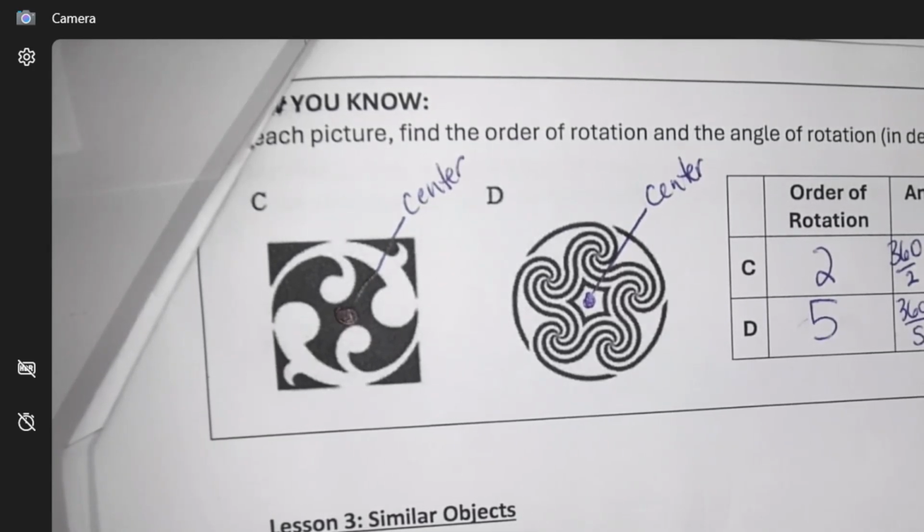Okay, so this is your homework. You're going to do your reflections of symmetry: vertical, horizontal, oblique, and rotational symmetry.